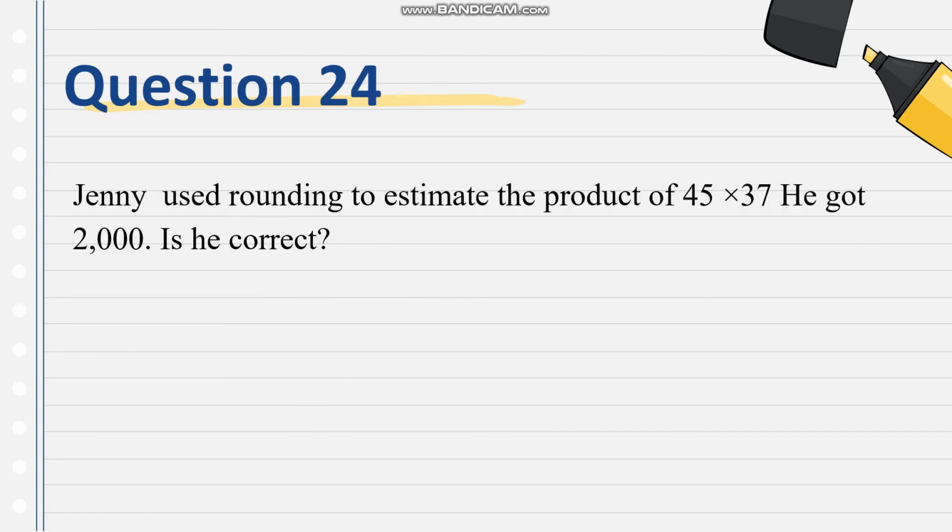Next. Jenny used rounding to estimate the product of 45 multiplied by 37. She got 2000. Is she correct? So 45, if I'm going to round, this becomes 50. 37, if I'm going to round, this becomes 40. So 50 multiplied by 40 is 2000. That's why the answer is 2.